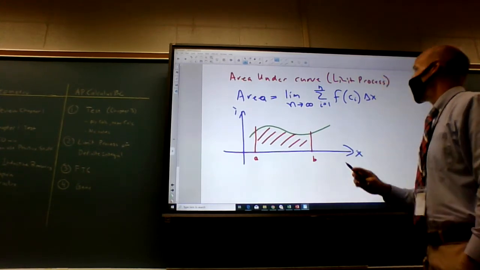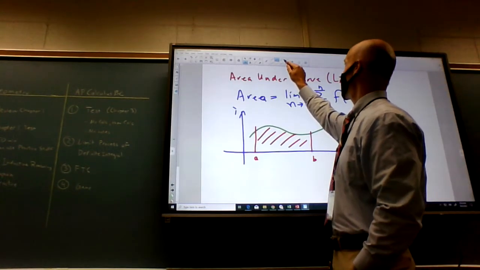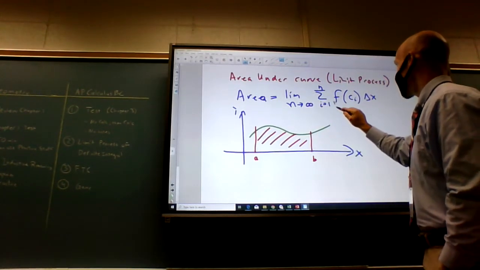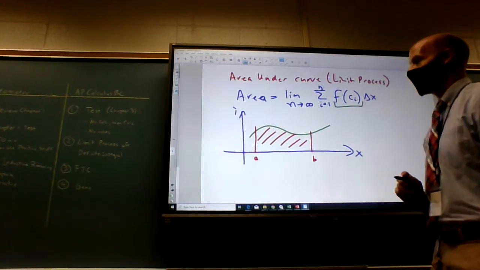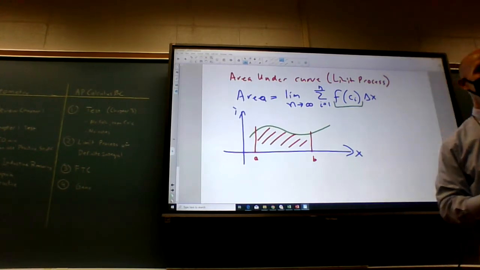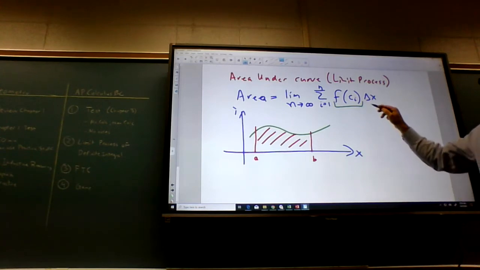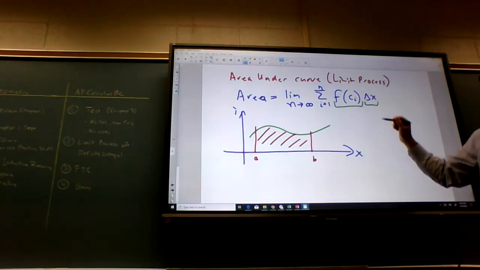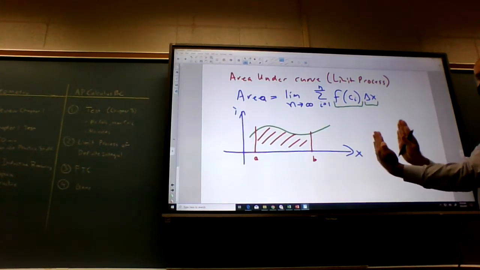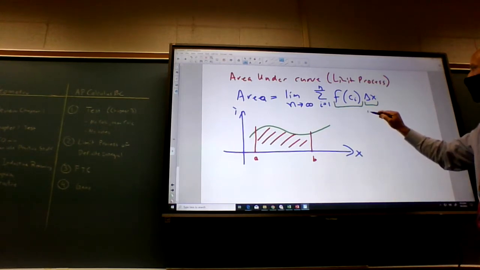Okay, so to point a couple of things out here, what does this here represent in terms of our rectangles? F of c sub i. Close. The width is this part right here. This is the change in x, right? This is how much x is changing by. So that's going to be the width. Is it the middle point? Nope. It's the height.